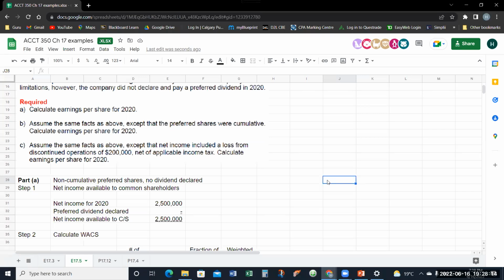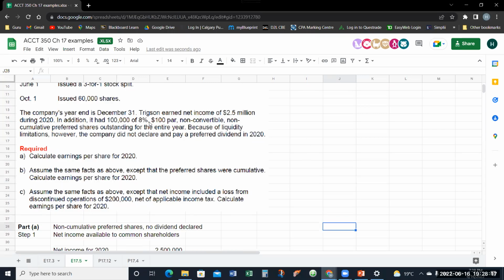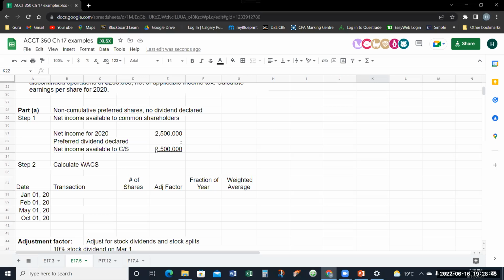Now, just out of curiosity, how much is the dividend? It's 8%, $100 par. So 8% of $100 gives you $8 for each preferred share. There are 100,000 preferred shares outstanding. So 100,000 shares, $8 per share. The total amount of preferred share dividend is 800,000. Nothing was declared during the year, therefore nothing is subtracted. Okay. So net income available to common shares, 2.5 mil.